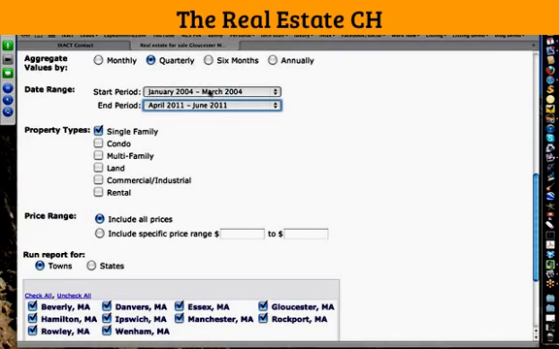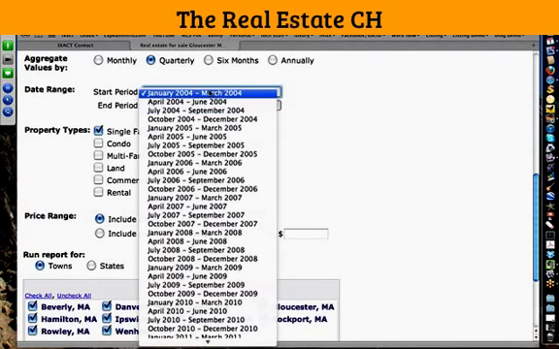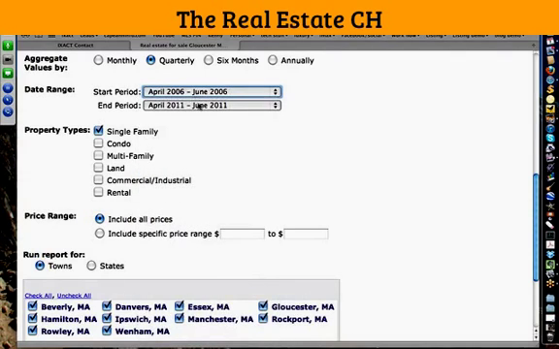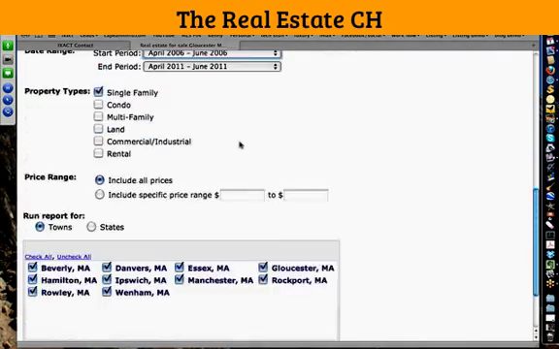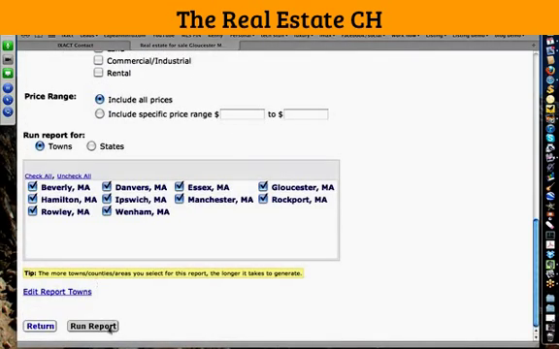Let's say the sellers of my property bought their house in '06. All right, let's say they bought it in the spring of '06. So they bought it in April of '06. So we're going to go back to '06, and I'm going to show them on these charts what has happened to the market since '06 in these communities. Run the report.